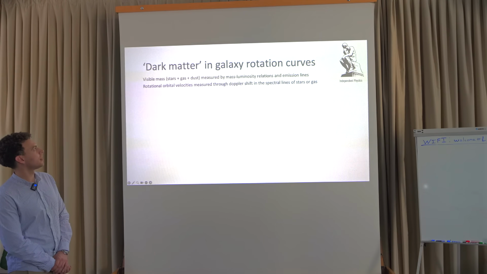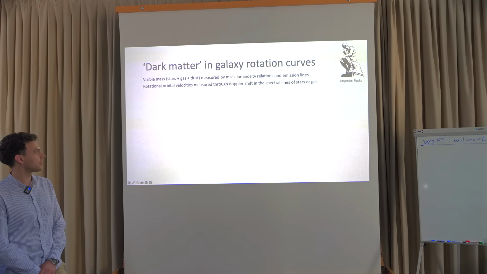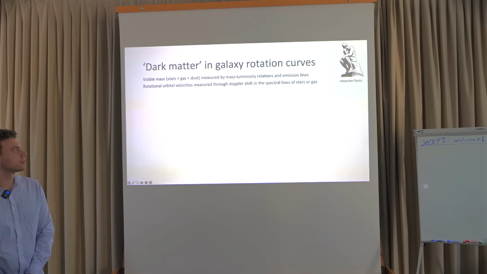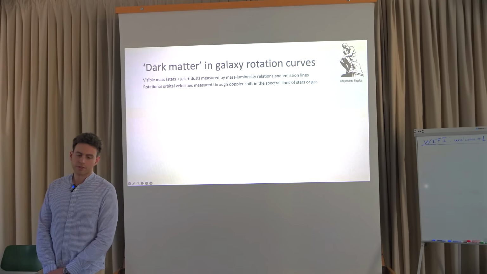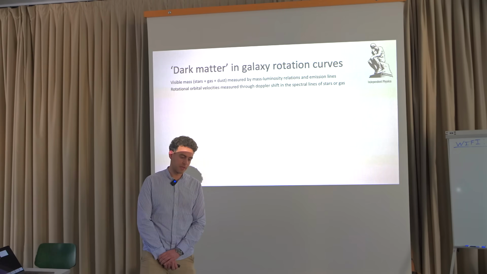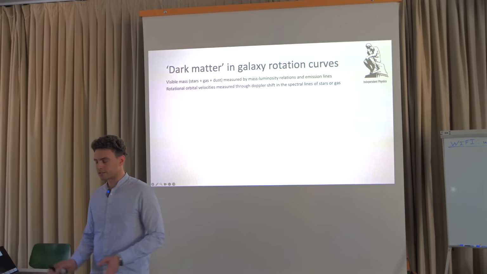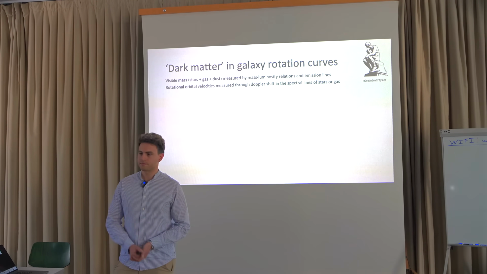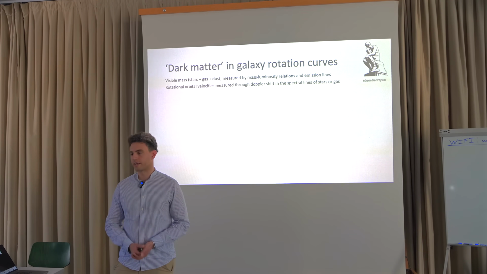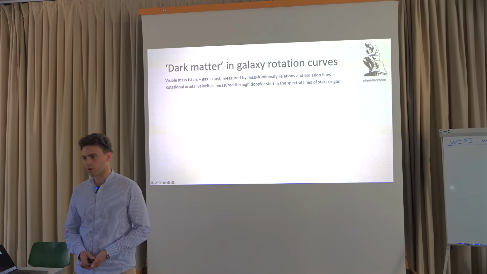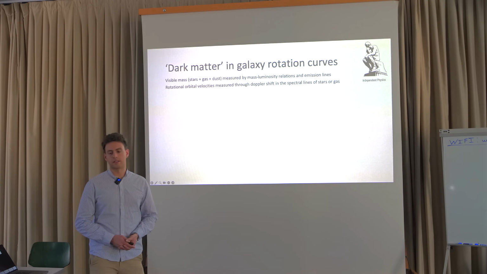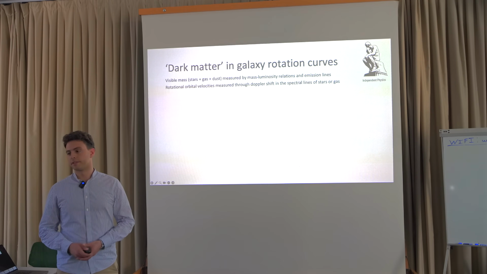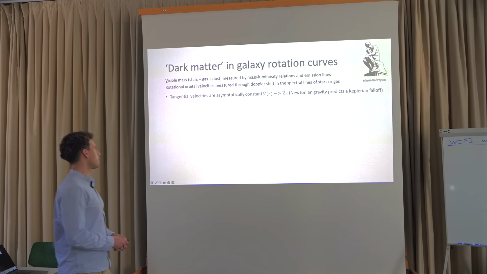We observe the visible mass of these galaxies, of their stars, the gas and dust, measured by mass-luminosity relationships and emission lines, and rotational orbital velocities through the Doppler shift. And with the data we have right now, for many decades, we can actually find regularities and patterns in dark matter in galaxies. So we have a lot of data. This is the opposite of the problem of dark energy, where it's very difficult to attack. We don't have patterns and regularities and things like this. I will explain a little bit the main observations related to them.